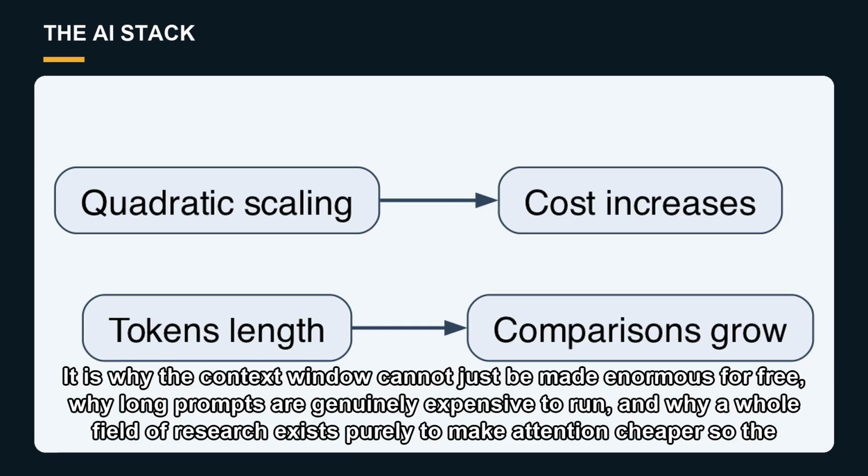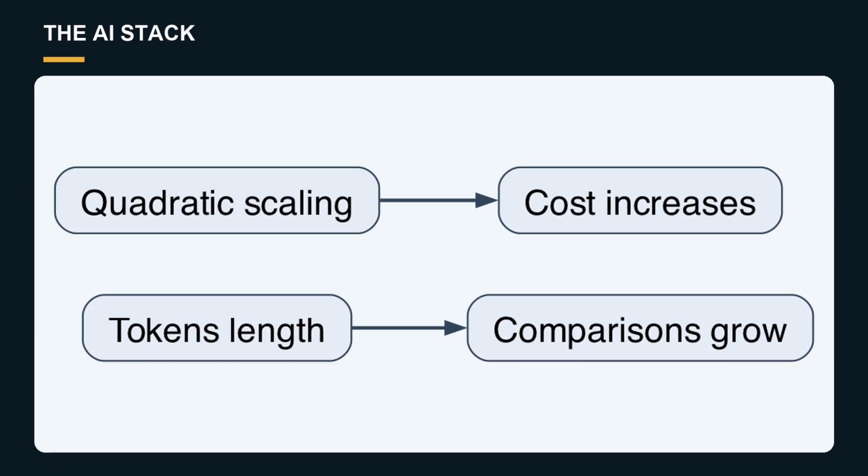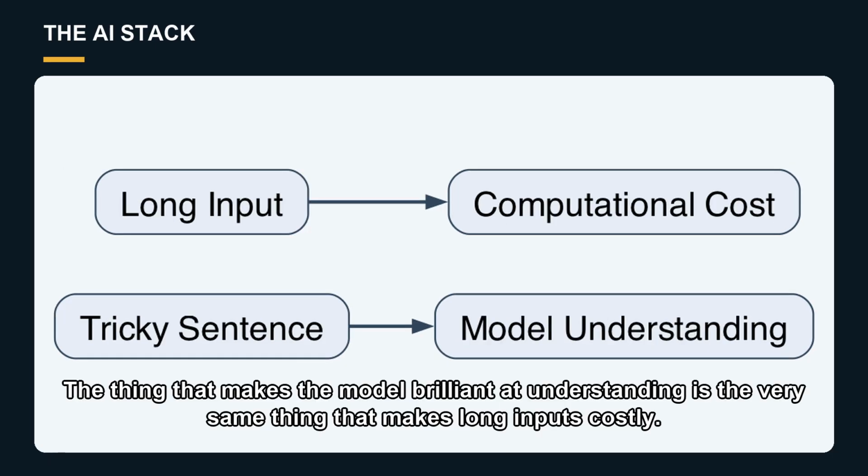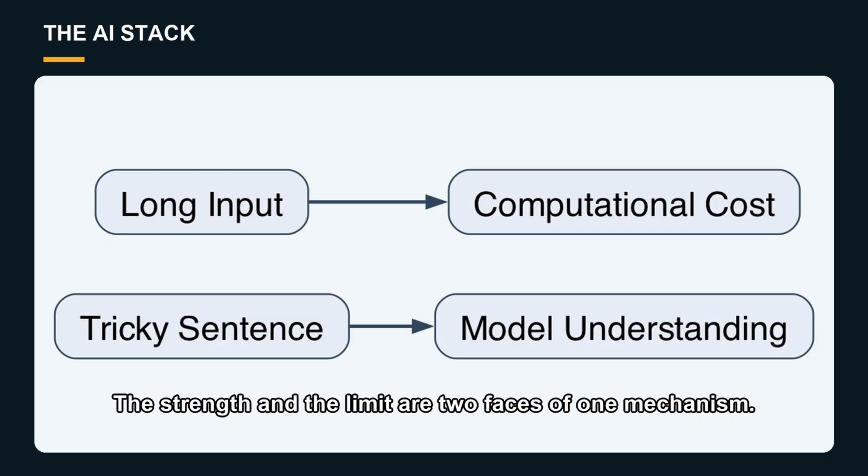It is why the context window cannot just be made enormous for free, why long prompts are genuinely expensive to run, and why a whole field of research exists purely to make attention cheaper so the window can grow. The thing that makes the model brilliant at understanding is the very same thing that makes long inputs costly. The strength and the limit are two faces of one mechanism.